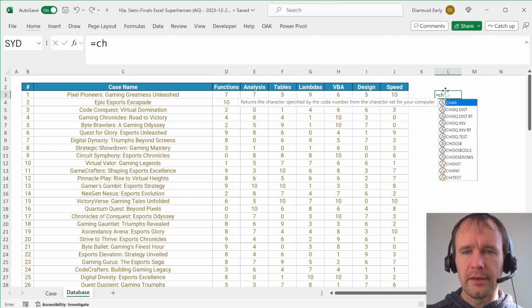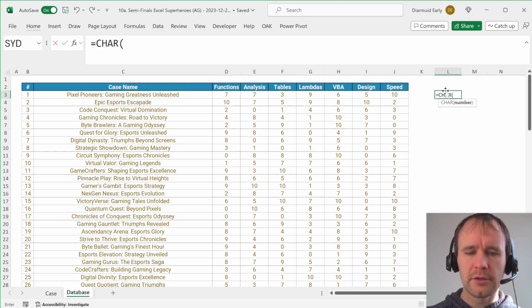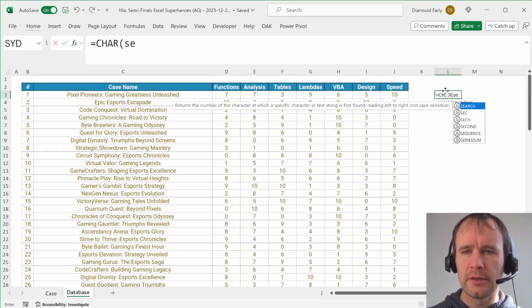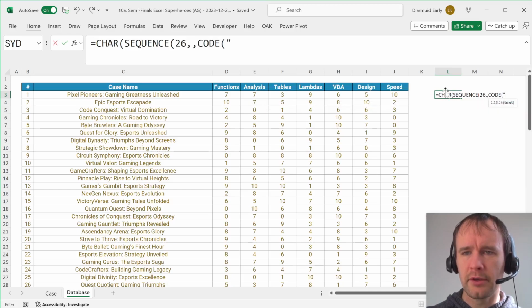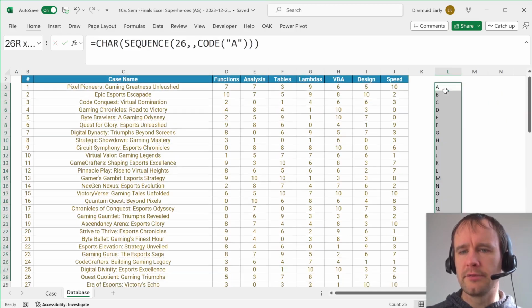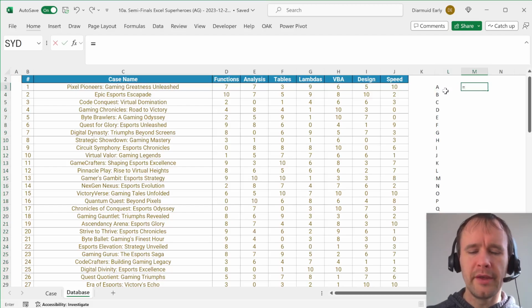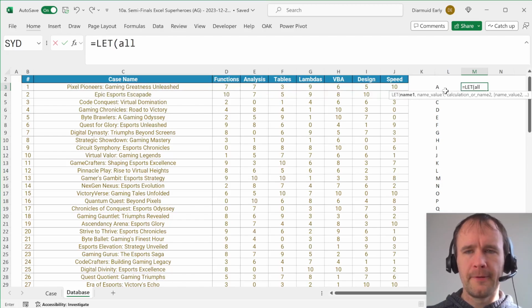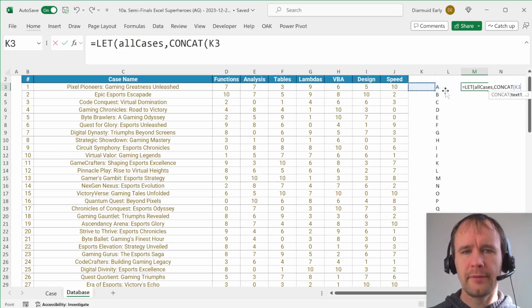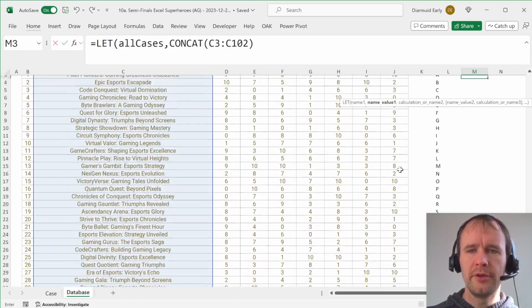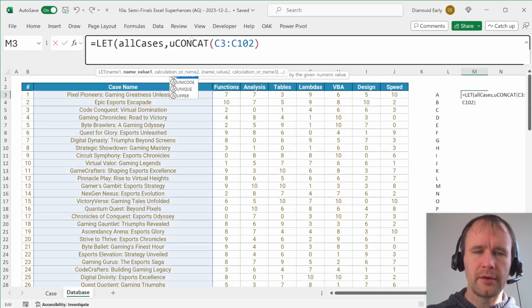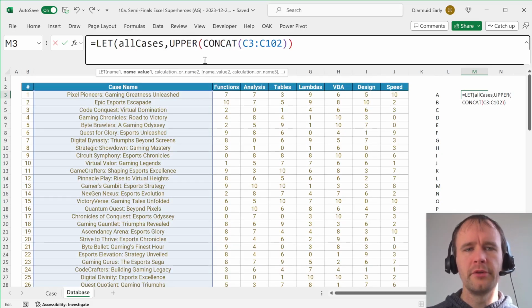And one way to do that is using the characters. So we can say CHAR of SEQUENCE of 26 starting from 65, if you happen to know 65 is the code for A, or you could say CODE of "A", that gives you the list of letters. And then we can say LET all cases be CONCAT of this, or actually let's do UPPER CONCAT because SUBSTITUTE is case sensitive.